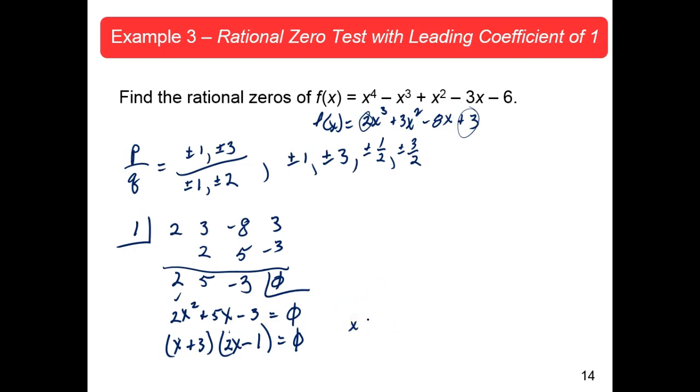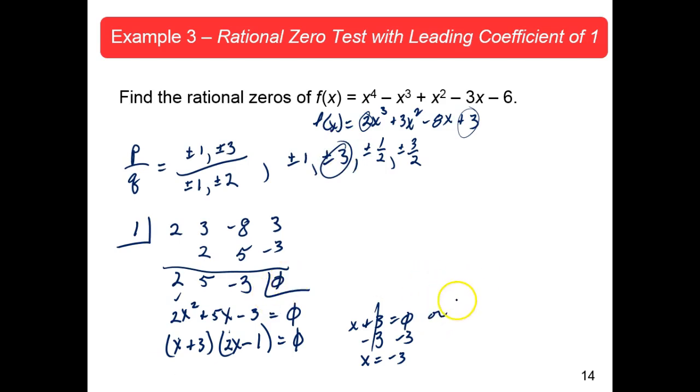x plus 3 equals 0. Subtract 3 from both sides, and that gives you x equals negative 3. And sure enough, that was one of our possibilities, wasn't it? Okay, what's the other one?